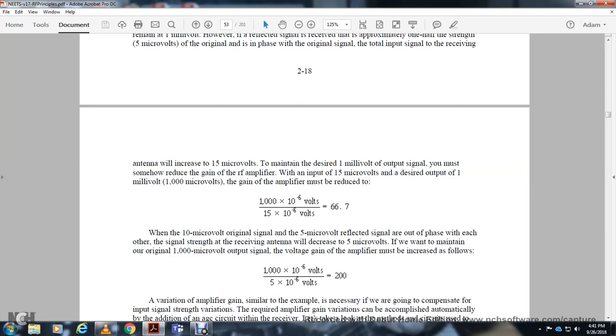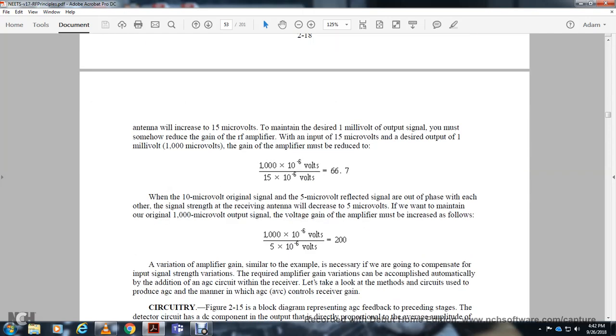Now consider the 10 microvolt original signal with the 5 microvolt reflected signal out of phase with it. The signal strength at the receiving antenna will decrease to 5 microvolts. To maintain the original 1000 microvolt output signal, the voltage gain of the amplifier must increase to 1000 microvolts times 10 to the negative 6 volts over 5 times 10 to the negative 6 volts, which is 200. In similar examples, the gain of the amplifier must be varied to compensate for the input signal strength variation. This amplifier gain variation can be accomplished automatically by adding an automatic gain control signal to the receiver.